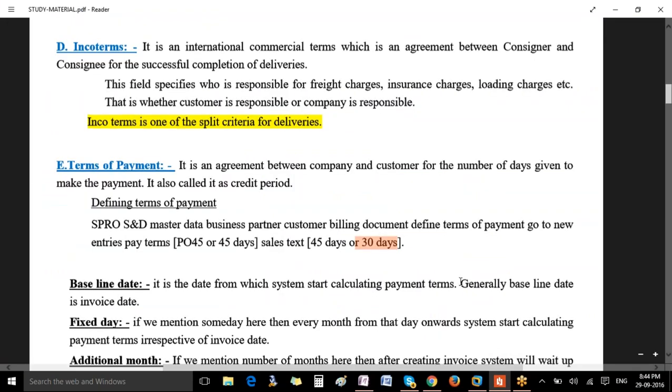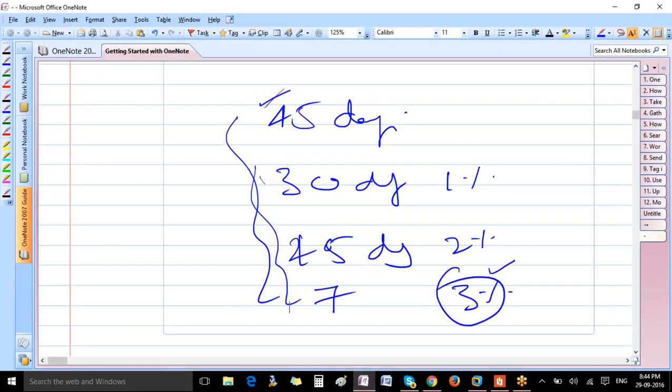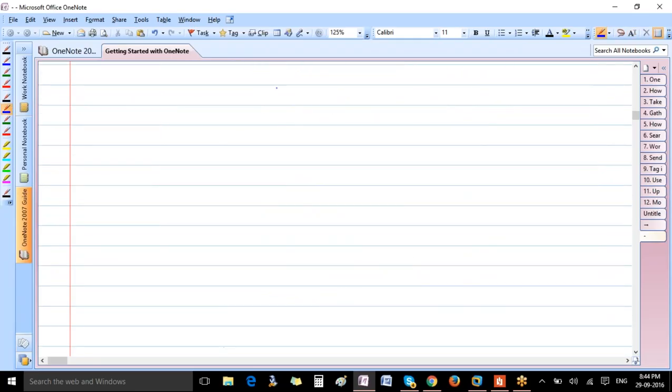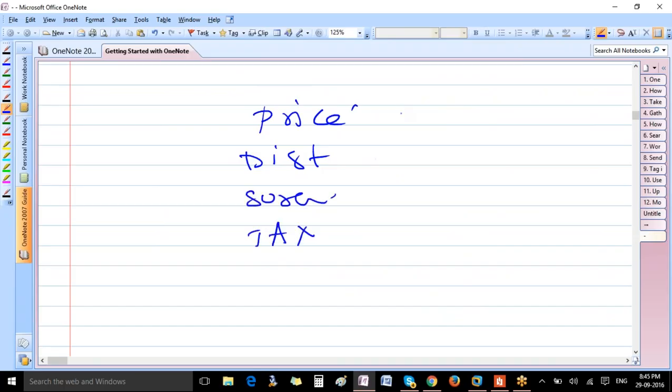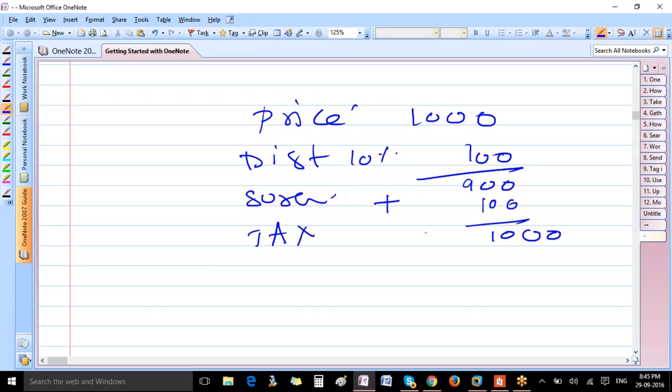And see, this discount is given after tax. How do you price a product like this: price, discount, surcharge, and tax, right? That means if my price is 1000, I give a discount of 10% to the customer. That means 100 rupees, so the customer has to pay 900. On that, I'll add some surcharge, say 100 rupees. Again, it has become 1000. On that, I'll impose a tax. Say, round figure, I'll take 10%. That is 100 rupees. So 1100 rupees the customer has to pay me, right?